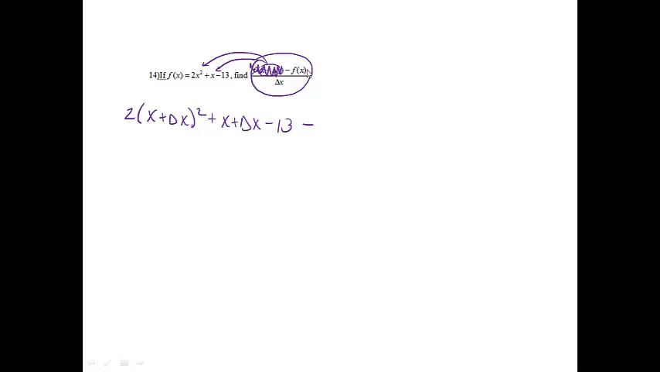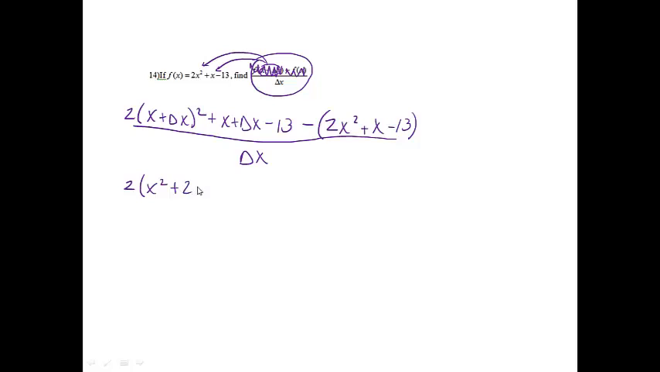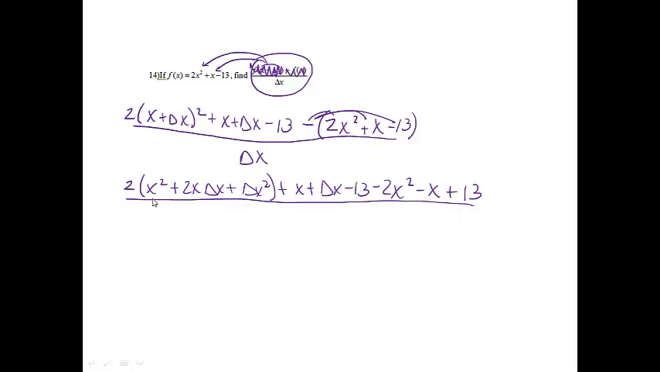And then it says minus f of x. Well, we know that f of x is equal to 2x squared plus x minus 13. I am going to put that in parentheses, so now we're done with that part. And then it's all divided by delta x. All right, so now we're going to have 2, and then in parentheses, if you either use Pascal's triangle for this one, or you just write it twice and FOIL it, you are going to get x squared plus 2x delta x plus delta x squared, and then we still have plus x plus delta x minus 13. This negative is going to distribute to all three parts, so we're going to have negative 2x squared minus x plus 13. It's still all over delta x.